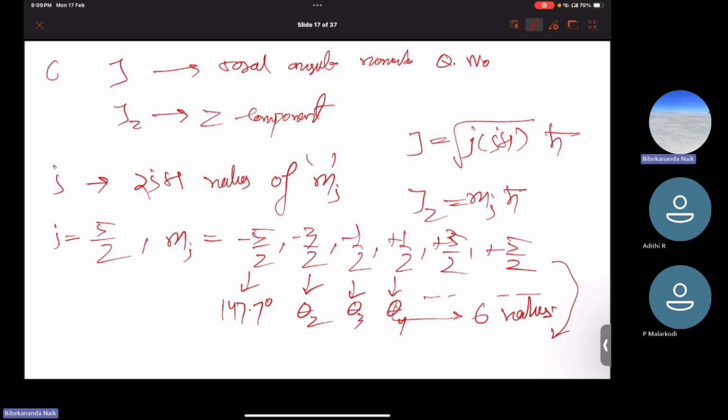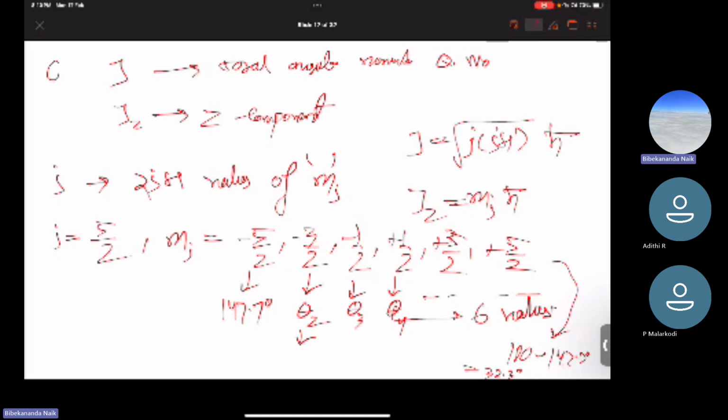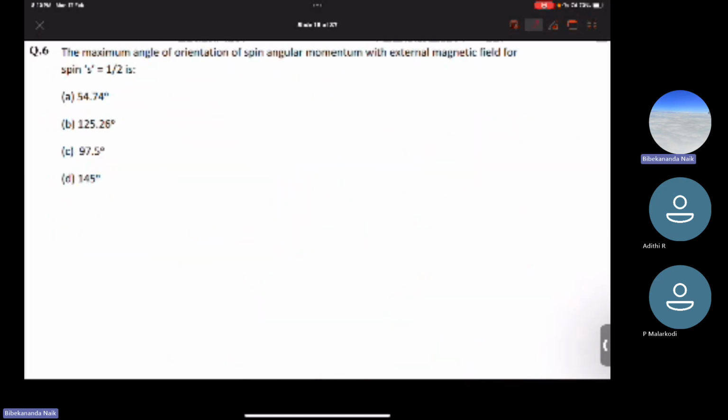So it will give you how much? It will be 32.3. Like that, what will the value of theta 2? The value of theta corresponding to minus 3 by 2 is equal to the value of theta corresponding to plus 3 by 2 minus 180. So there will be three values, and if you subtract those three values from 180 degree, it will give you the other three values. I hope this is clear to everyone.